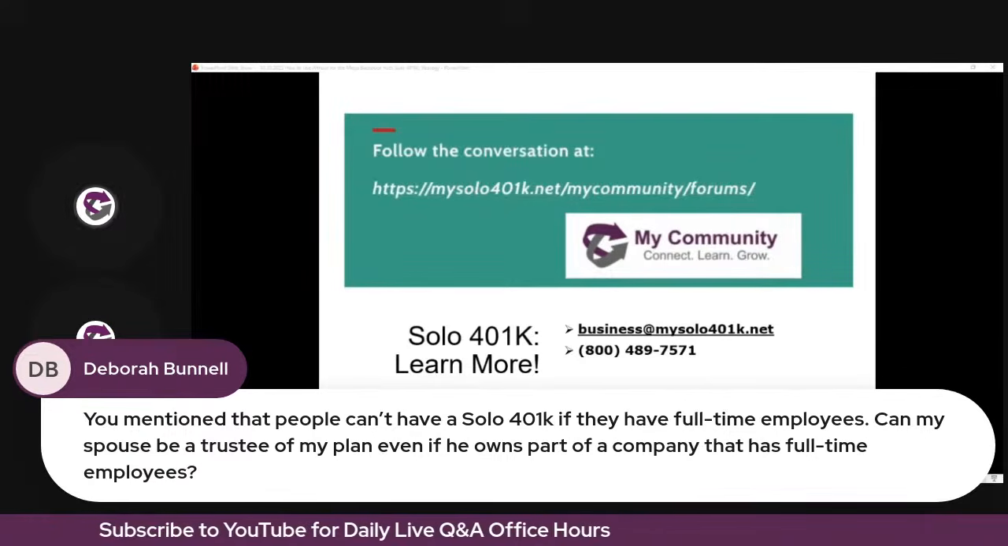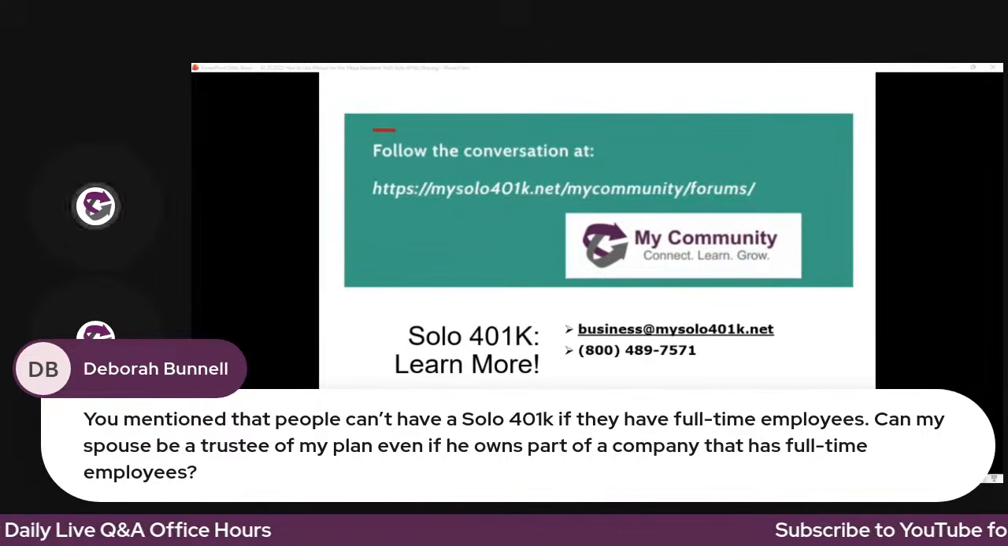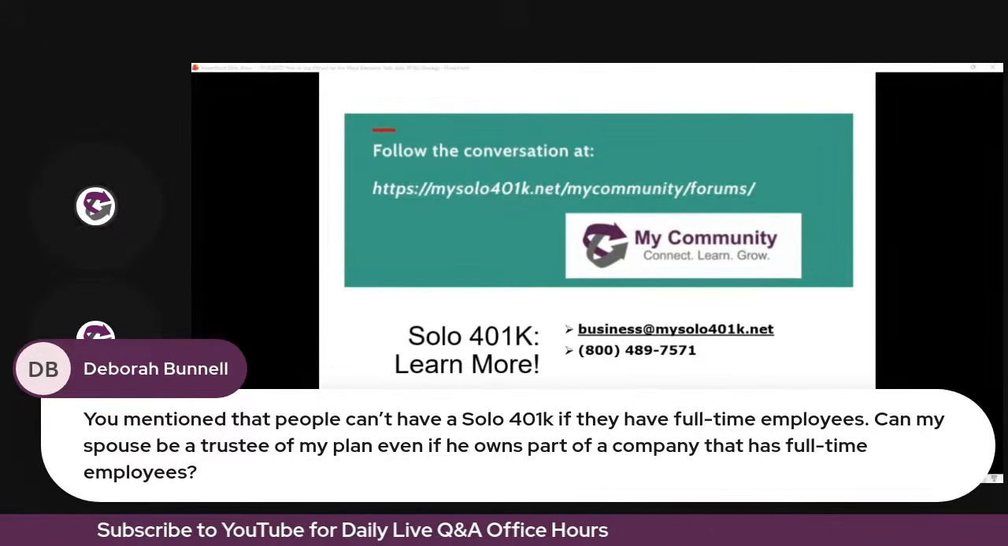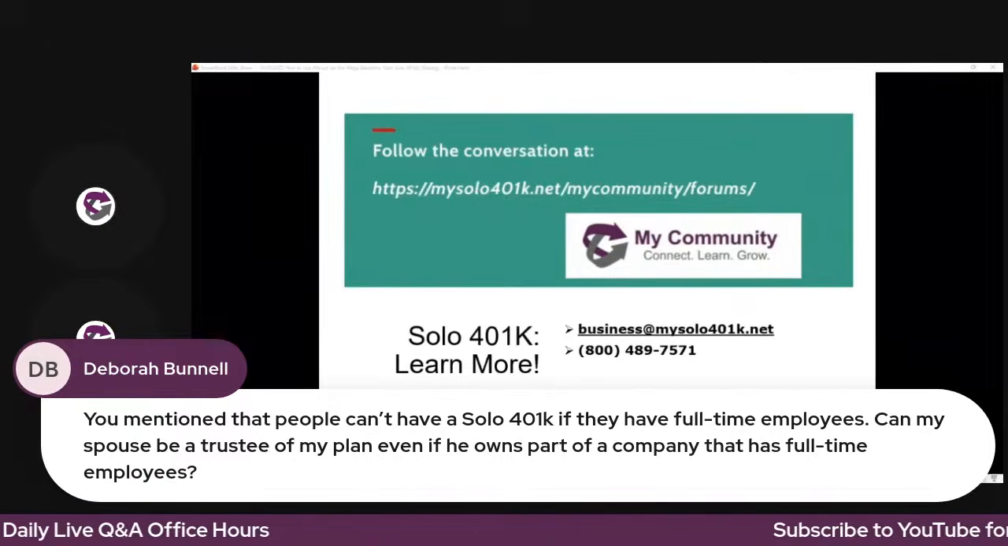So if the only related person is the spouse, and that spouse just owns a small percentage of that other company, then the two entities are not going to constitute a controlled group. And the fact that the spouse owns part of another company with employees is not going to prevent the first spouse from being able to set up a solo 401k.